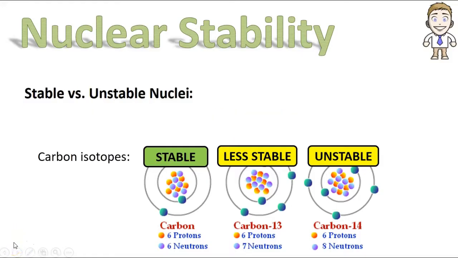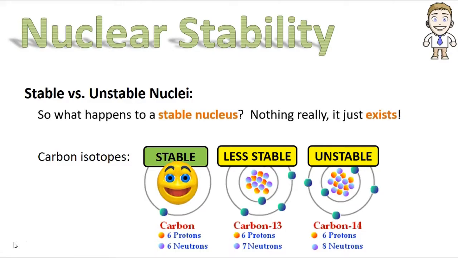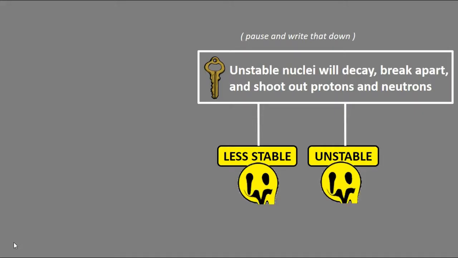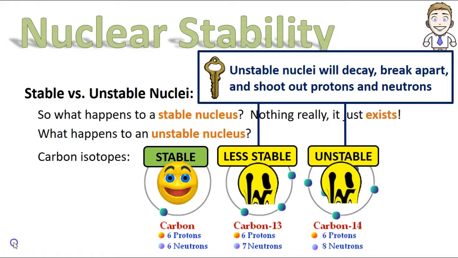The next thing you might be wondering is, what does it even mean for an atom to be stable or unstable? If you're a stable nucleus, nothing really happens at all. You're already stable. You don't have to change. You don't do anything except exist in your current form. If you're an unstable nucleus, however, it means you do change. The word we use for unstable nuclei is that they decay, which means they break apart, oftentimes shooting out other smaller particles like protons and neutrons in the process.